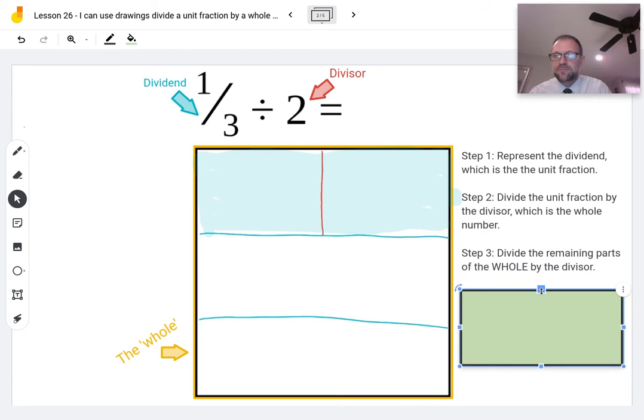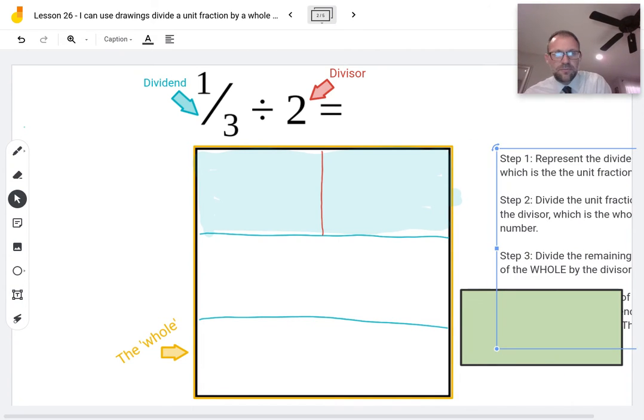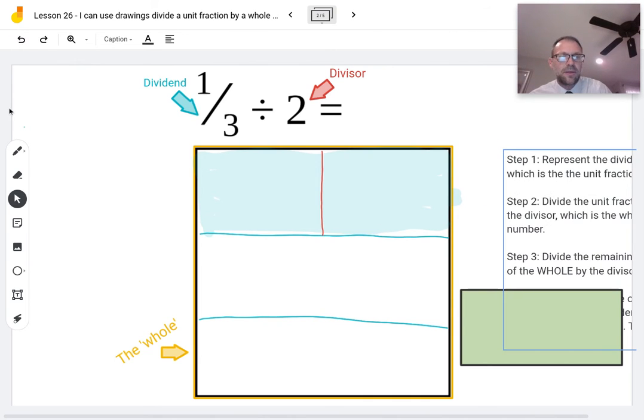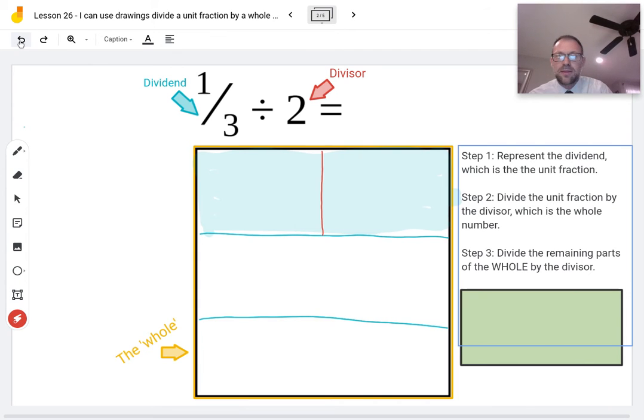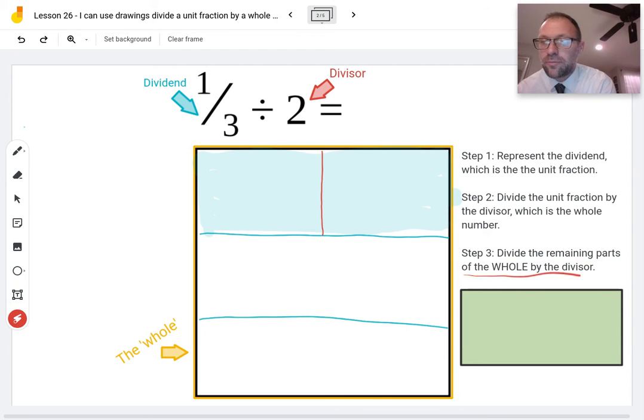Step 3. Divide the remaining parts of the whole by the divisor. So I have to divide up this third also, and I have to divide this third also by the divisor too. And I'm going to make it look a little different by using a dotted line so we can see the difference between the 1/3 that is what we're dividing, our dividend, and the rest of the whole. And you'll see why in a second here.